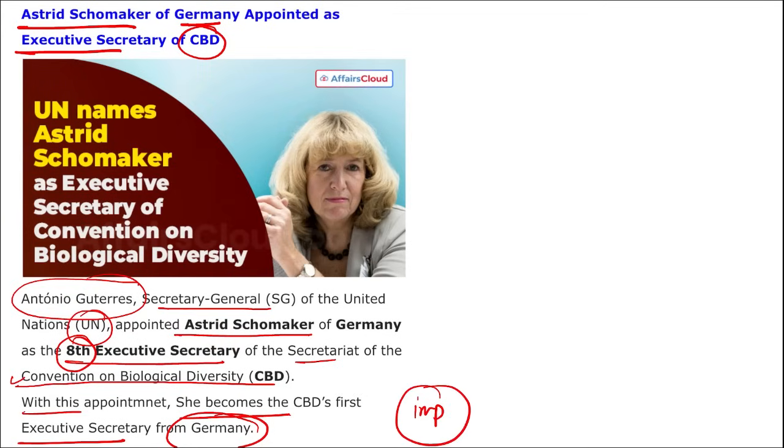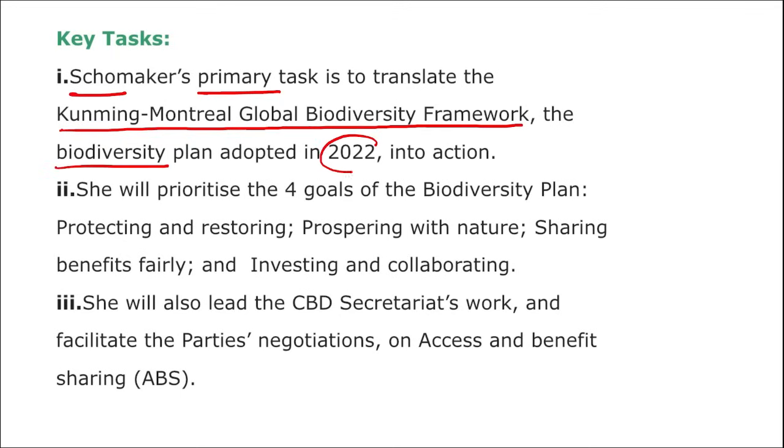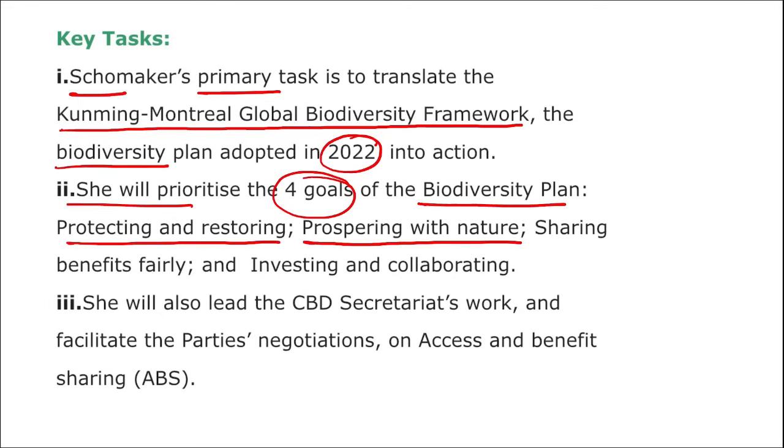Then the next question can be asked regarding this: Schoemaker's primary task here is to translate the Kunming-Montreal Global Biodiversity Framework, the biodiversity plan that was adopted in 2022, into action. She will prioritize 4 goals of the biodiversity plan, that is protecting and restoring it, prospering with nature, sharing benefits fairly, and investing and collaborating.